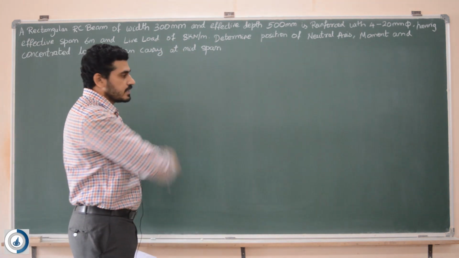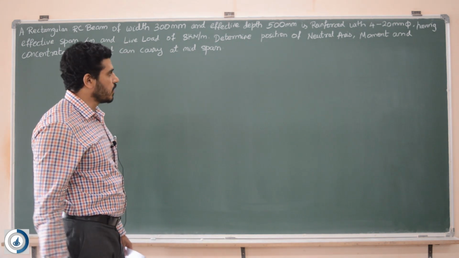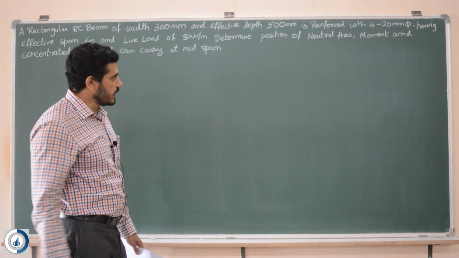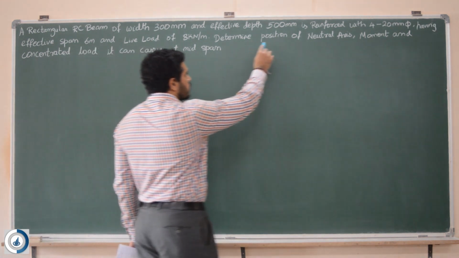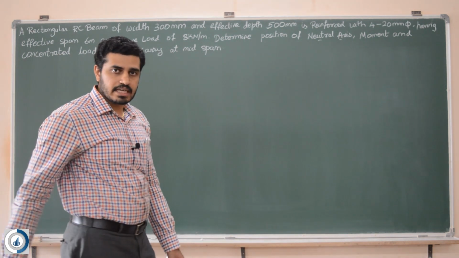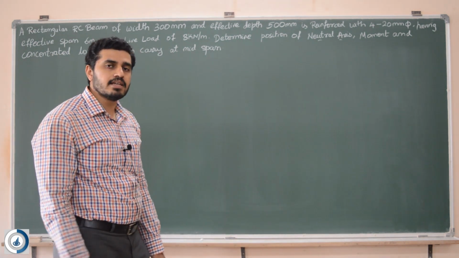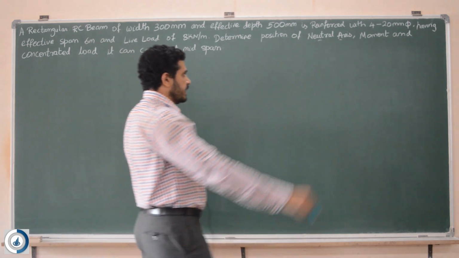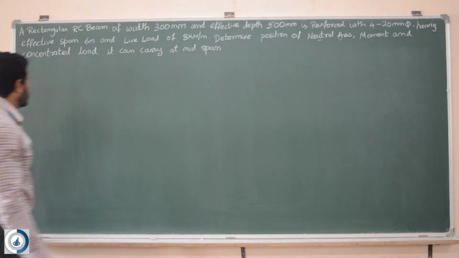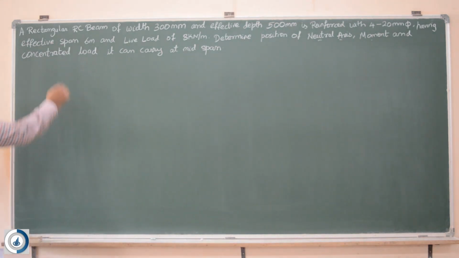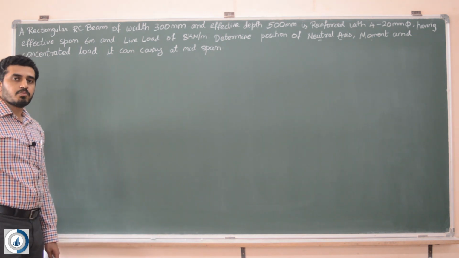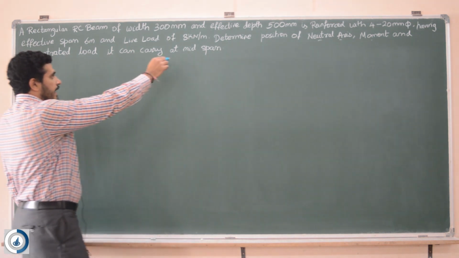The difference in this problem is that all the previous problems were very straightforward. Here they have asked to determine the position of neutral axis. In my previous videos I have not shown exactly how to find the position of neutral axis. Then moment as usual, and one more extra thing I have added is we should find how much concentrated load, which is nothing but the point load, it can carry at midspan.